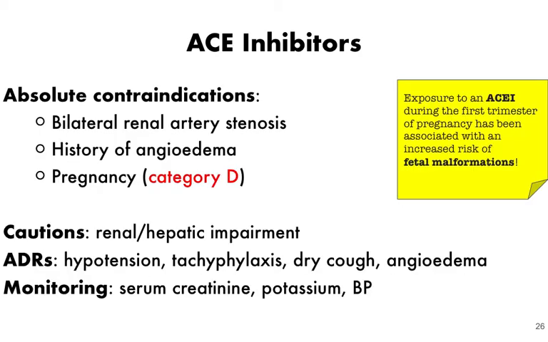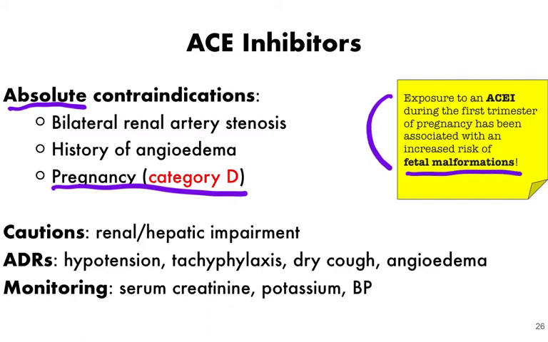One of the main things you should remember about ACE inhibitors is there is an absolute contraindication against using them during pregnancy or for patients who are considering becoming pregnant. ACE inhibitors are pregnancy category D, and it has been shown in human trials that exposure to an ACE inhibitor during the first trimester has been associated with increased risk of fetal malformation.